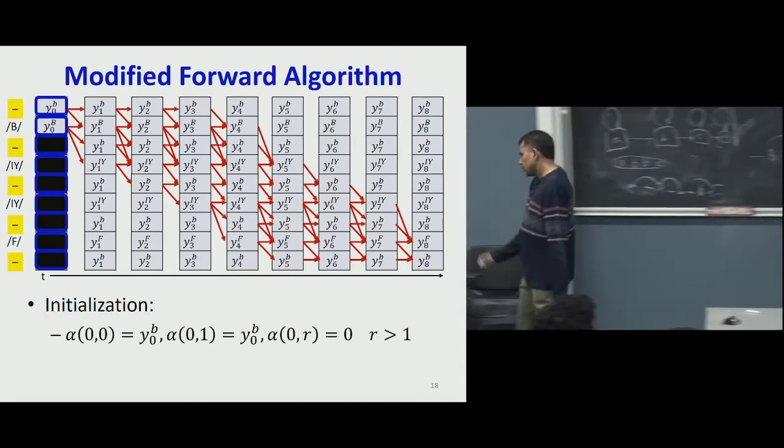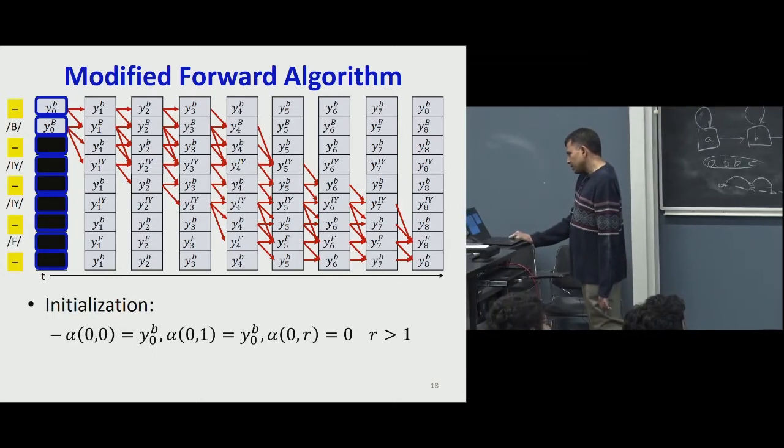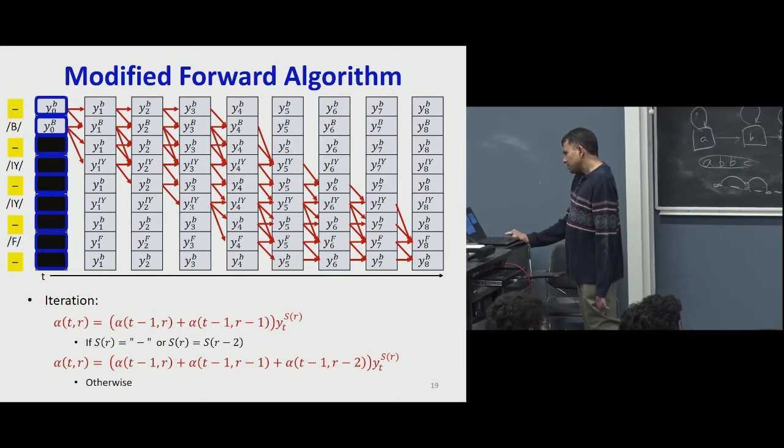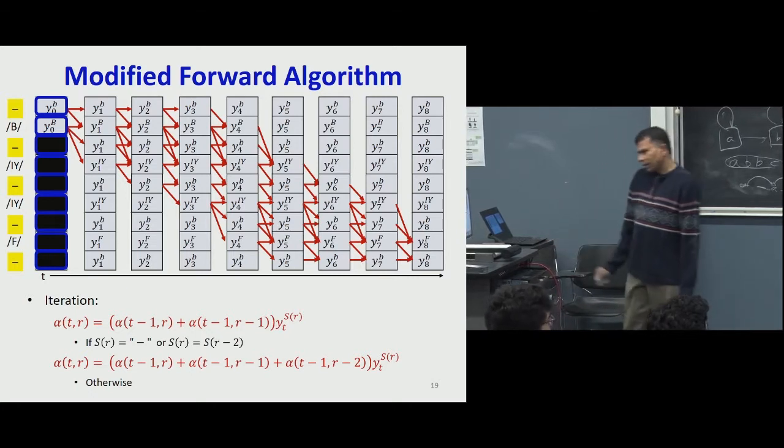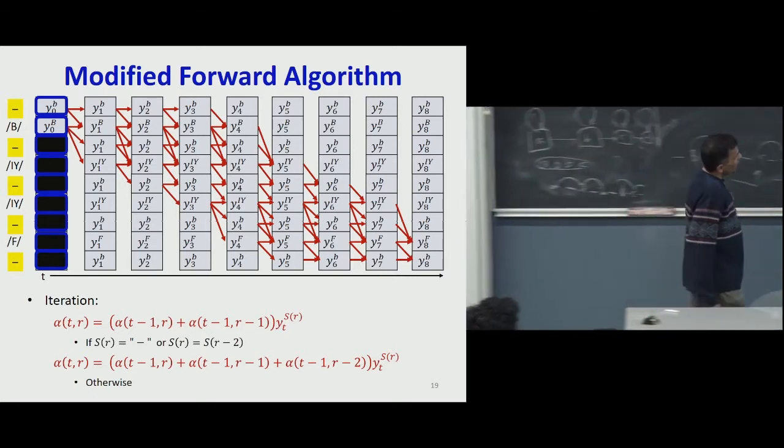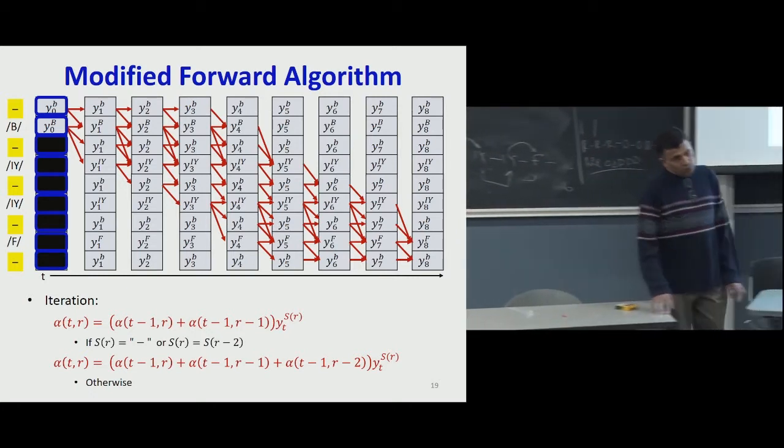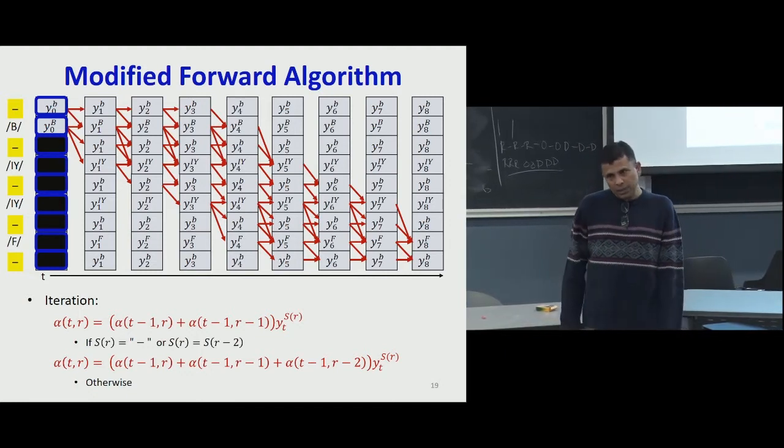Now, here's how you're going to iterate it. At the subsequent times, the alpha, there are two kinds of nodes in the graph at subsequent times.